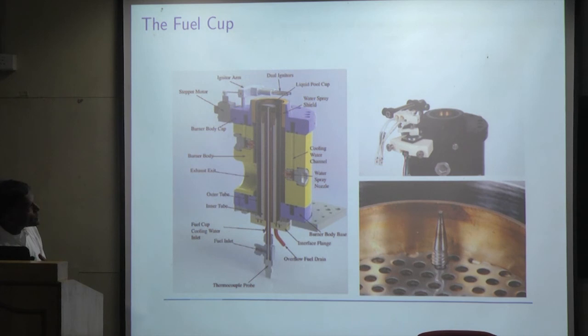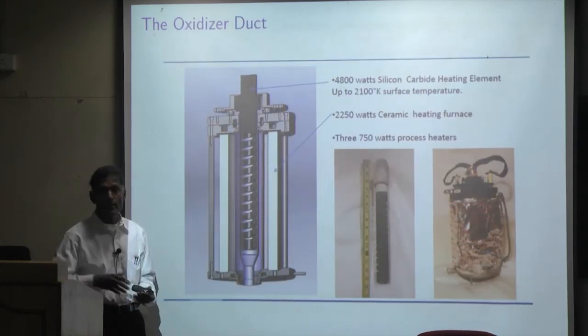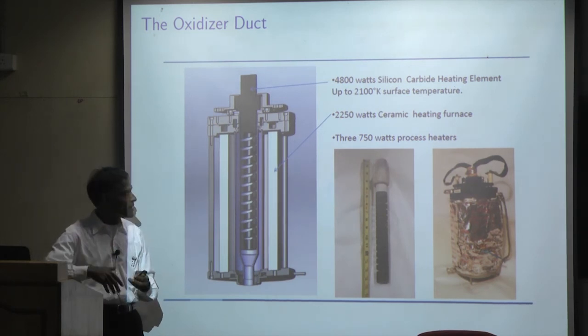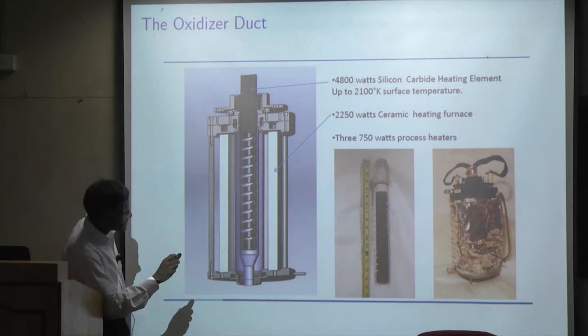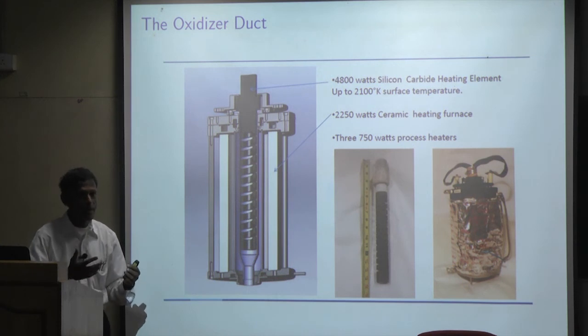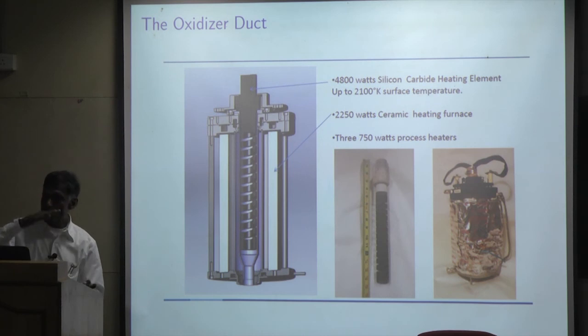This requires lots of power, because remember, you're flying at high pressures, air, and so on. The heating is done in several layers. You have 4,800 watt silicon carbide heating elements, a ceramic heating furnace that goes around it, and process heaters. You have many layers of heating to get to the high temperatures to do these auto ignition experiments.